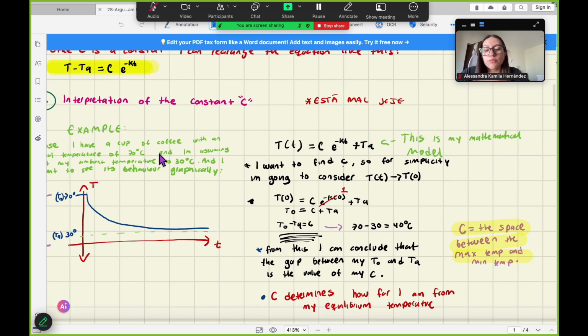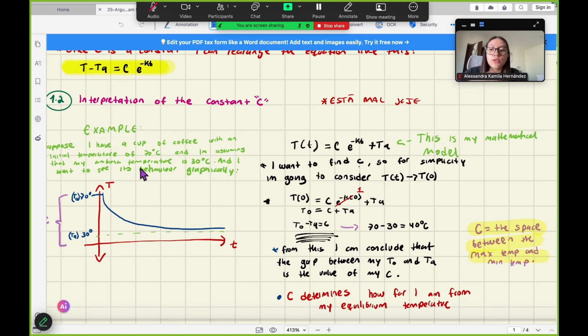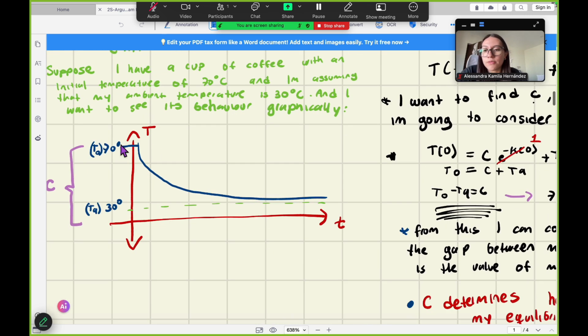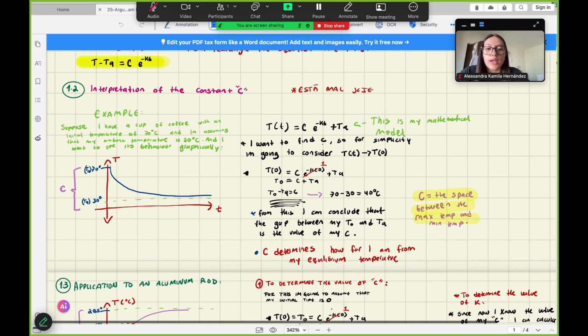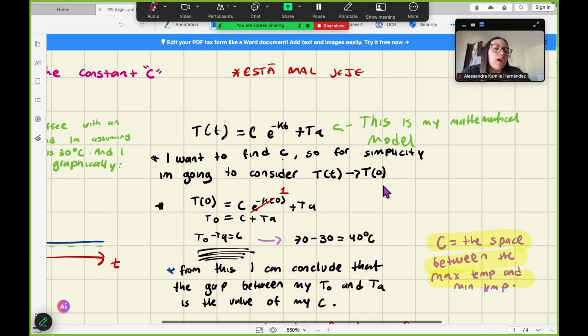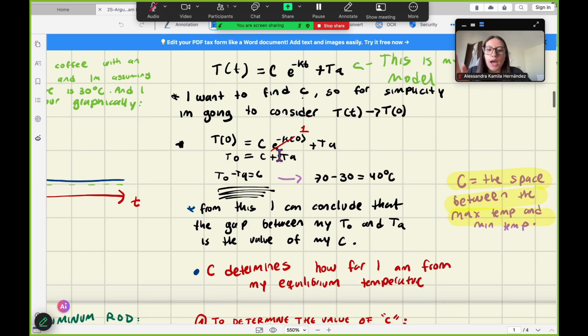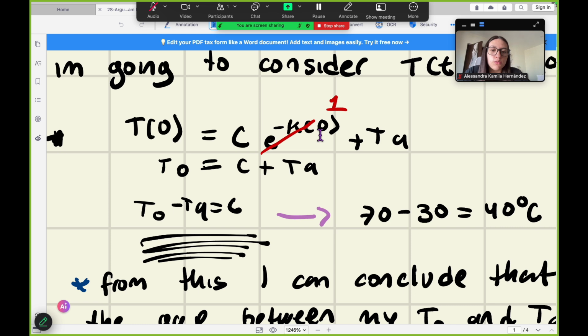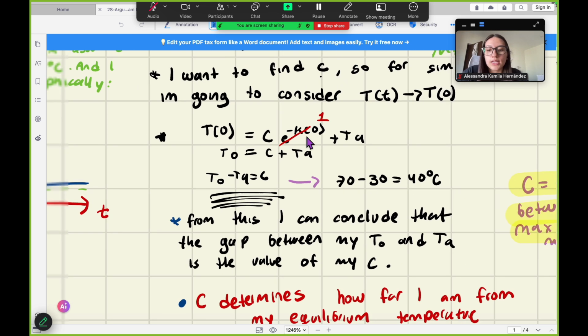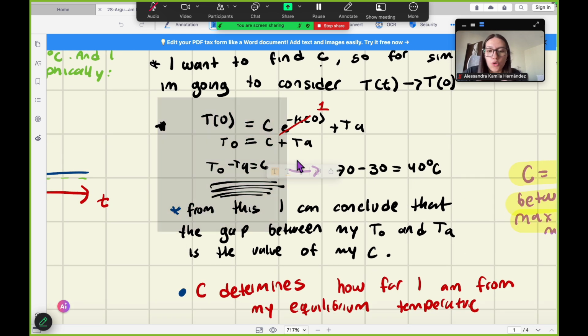Now, the second part is to interpret c. So I have this example. I have a cup of coffee that is at 70 degrees, and my ambient temperature is 30. And I want to find out what c is, right? So for simplicity, I'm going to consider my time 0. I know that everything to the power of 0 is 1, so I can cancel this out, and at the end I get this model for c.